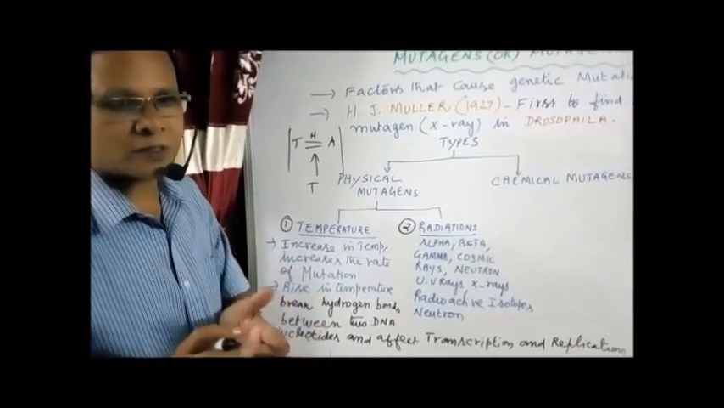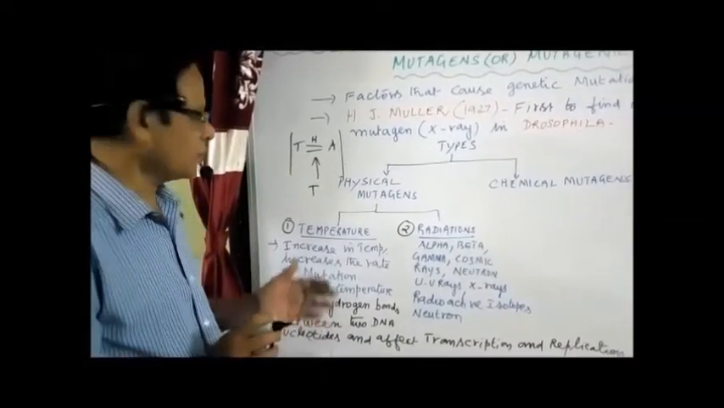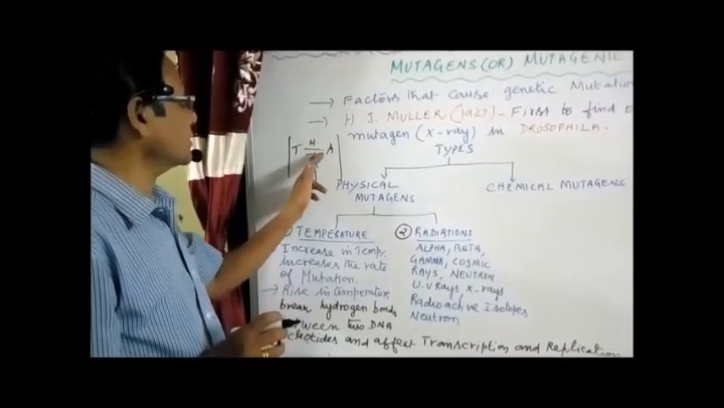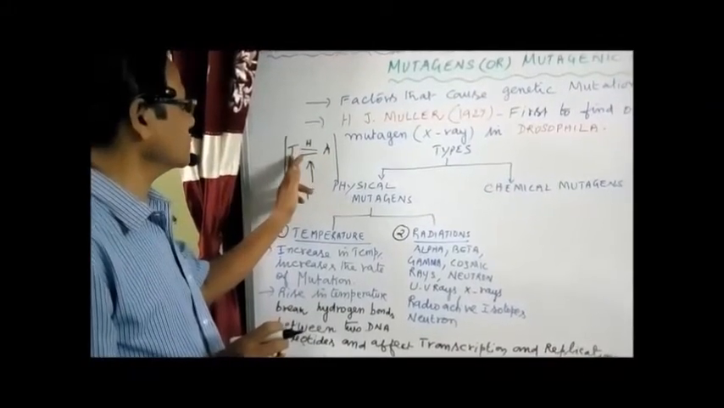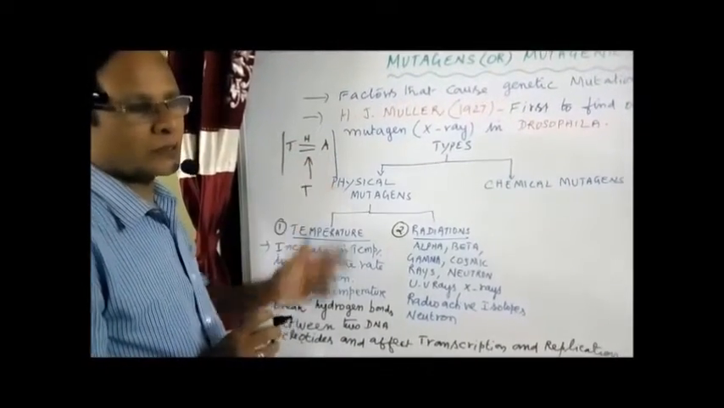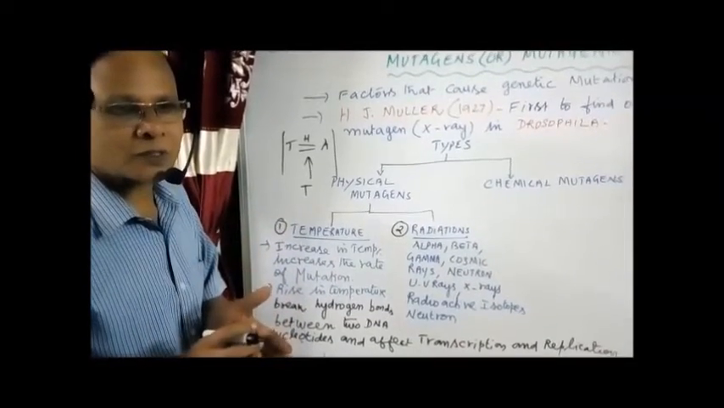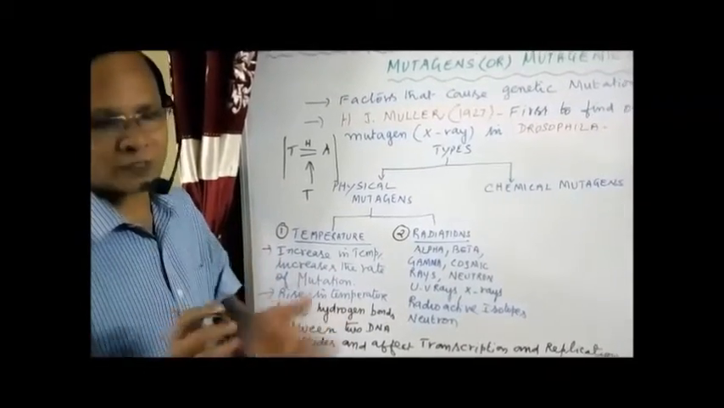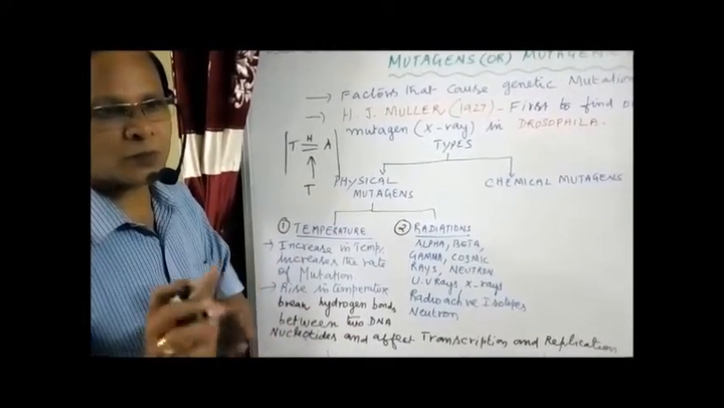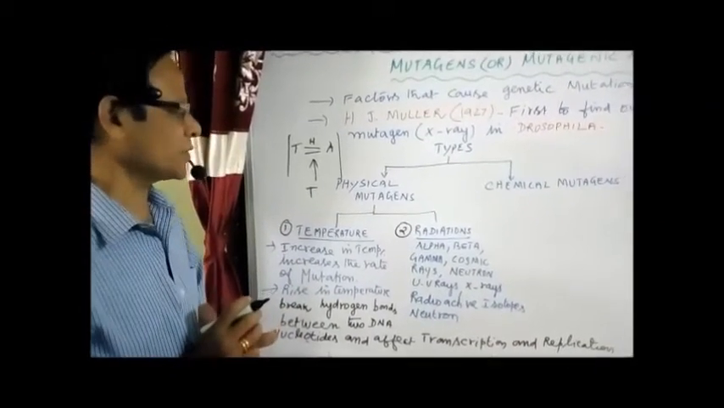Increase in temperature increases the rate of mutation. How does it work? It causes the breakdown of hydrogen bonds between the two DNA nucleotides. As a result, the transcription process and the replication process are affected. Both are affected.